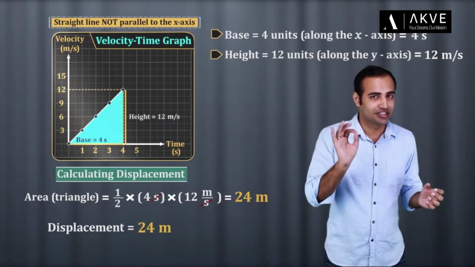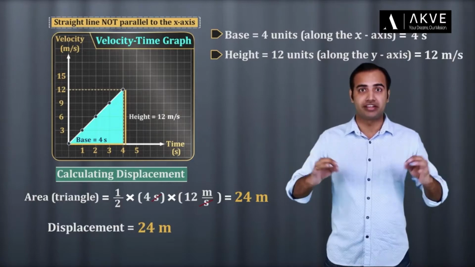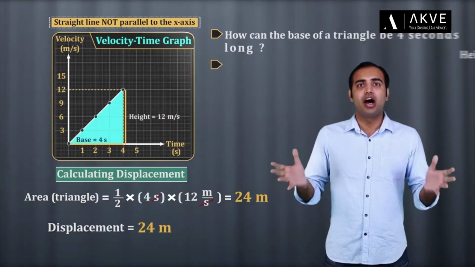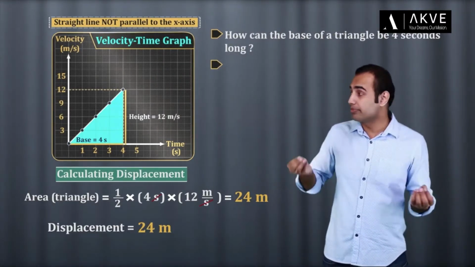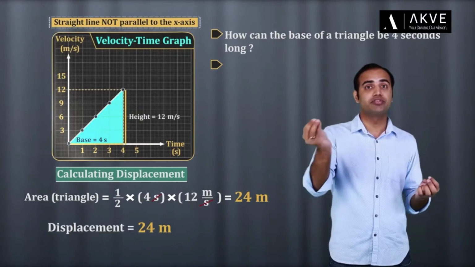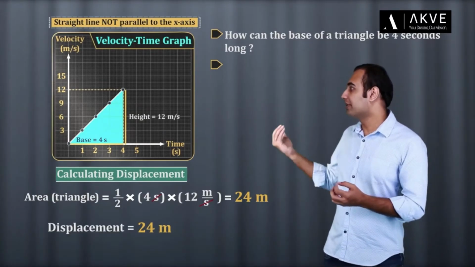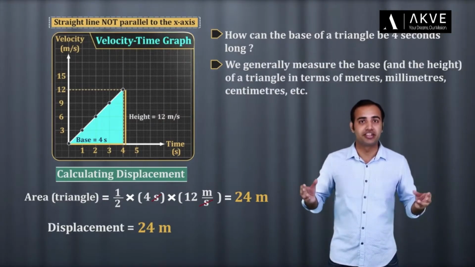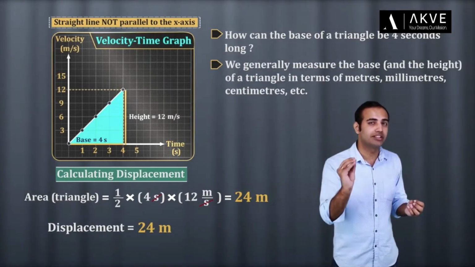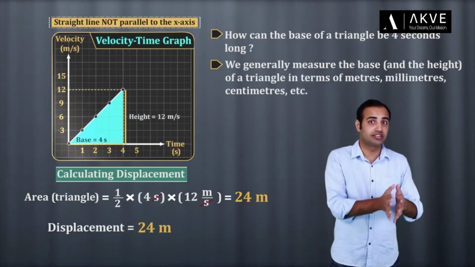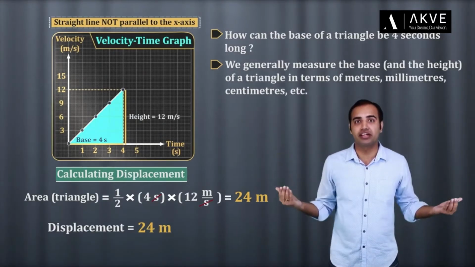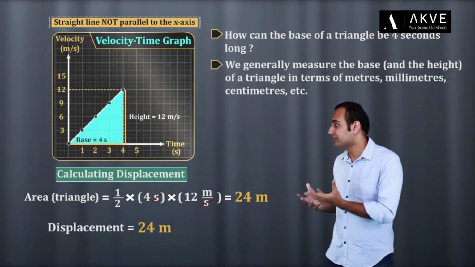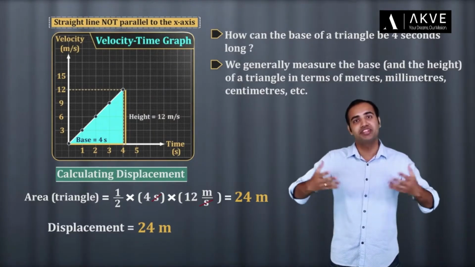Now I'm sure some of you are completely confused at this point. You are thinking, how on earth are we measuring the base of a triangle in terms of seconds? In other words, how can the base of a triangle be 4 seconds long? All our life in mathematics, we have used units like meters, centimeters, millimeters, etc. to measure the base of a triangle. How suddenly are we measuring the base of a triangle in terms of seconds?